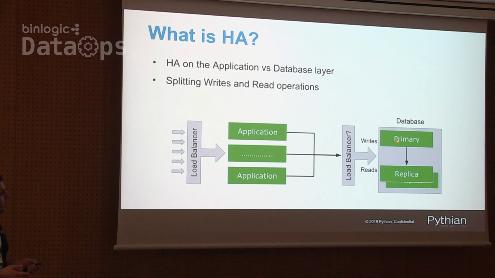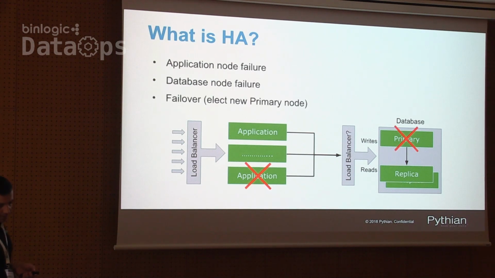We have to direct all the writes to the primary, and we can read from the primary or any secondary, which is a replica of the primary. But that also involves additional software, because we have to know what the current primary is. What if the primary fails? How do we handle that?